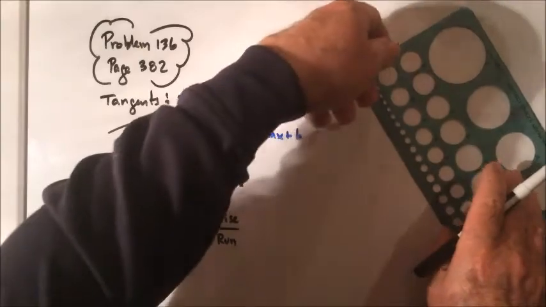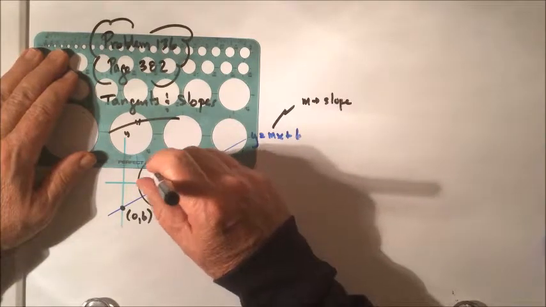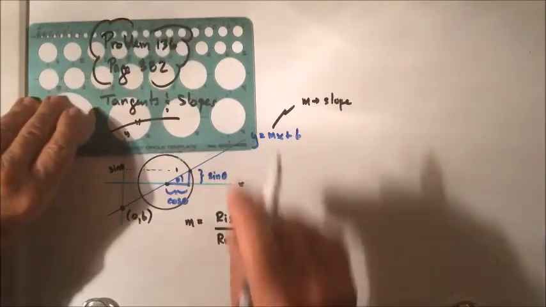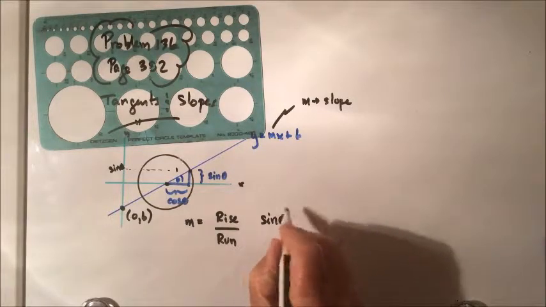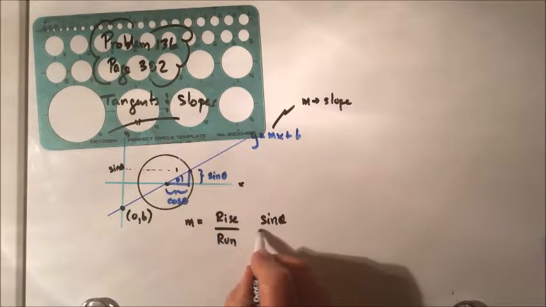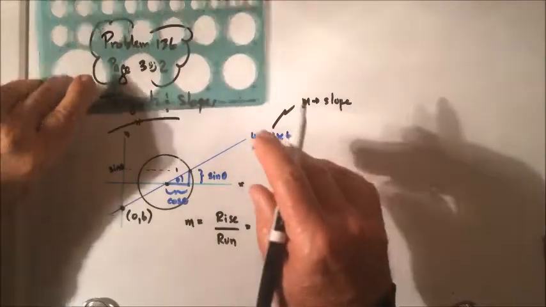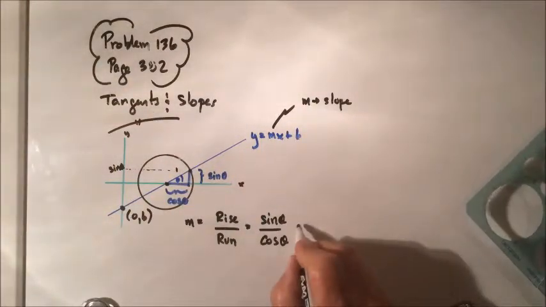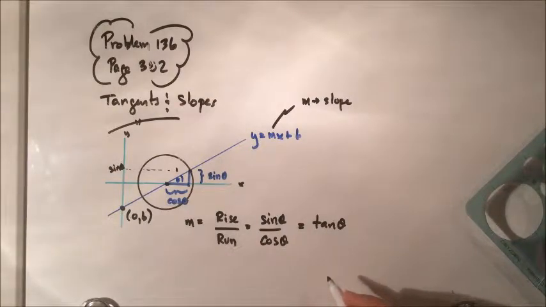Can I just draw the horizontal to make that painfully clear? There it is. That's sine theta. And likewise, the rise is sine theta. The run is cosine theta. So the basic definition of the slope of that line is the rise over run. We've just shown that the rise over the run is sine theta over cosine theta, which is equal to the tangent of theta.